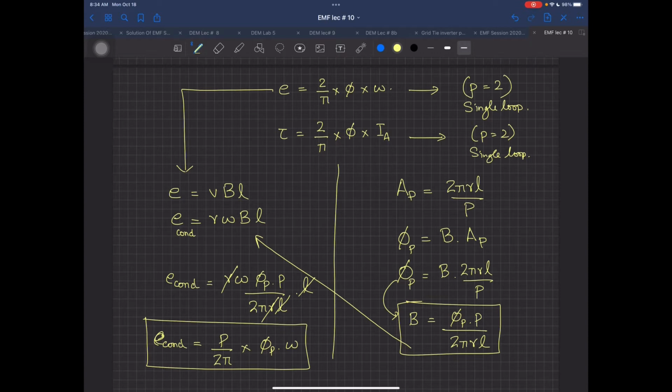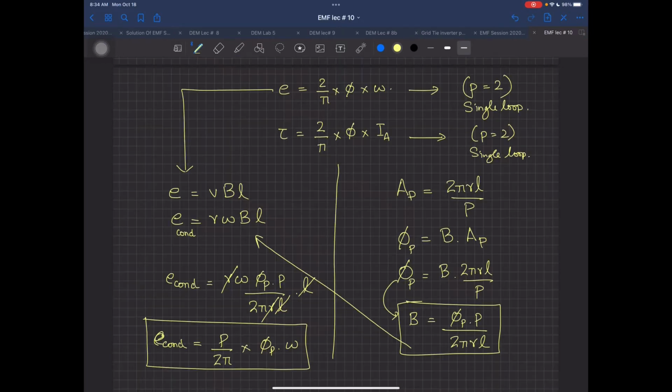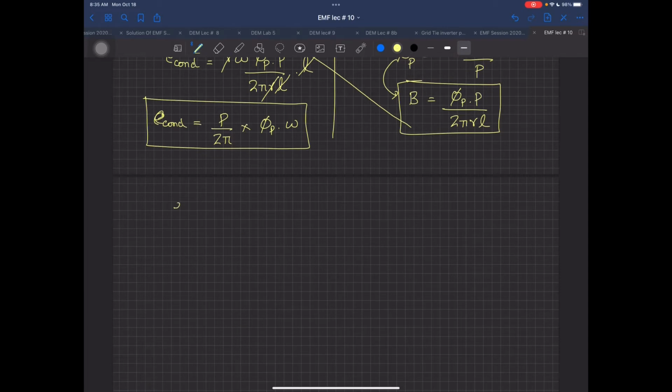The equation for your earlier relation was for the total loop. Here I am only interested in the one conductor EMF. If I multiply it by 2, this 2 will be gone. But I am only interested in the conductor here, because I am going to multiply this conductor. Let me write it again. This is the conductor EMF: P by 2 pi into phi p into omega.